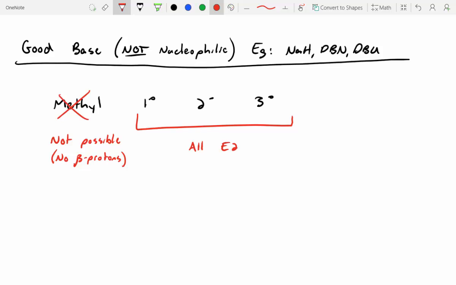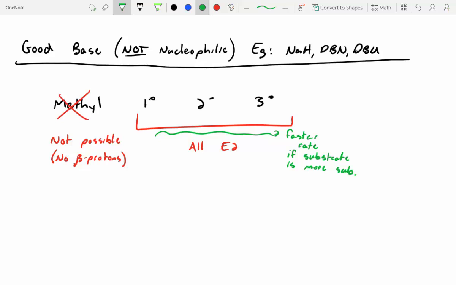If we think about these, which one's going to be the fastest reaction? The one with the tertiary electrophile, secondary electrophile, or primary? Tertiary. So we'd say faster rate if the substrate is more substituted. So that's a common trend with E2 reactions.